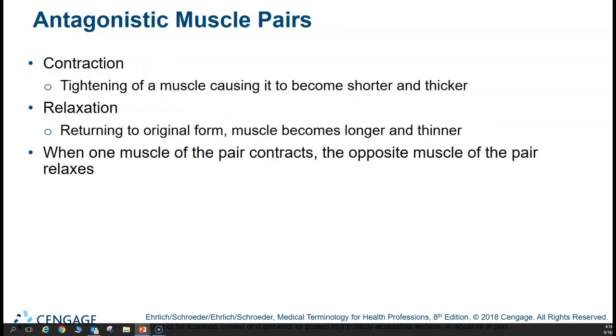We talk a little bit about the antagonistic muscle pairing. As we tighten a muscle, or contract the muscle, it causes the muscle to become shorter and it gets thicker. When we relax the muscle or move our arm out, it returns to the original form and the muscle is longer and thinner.